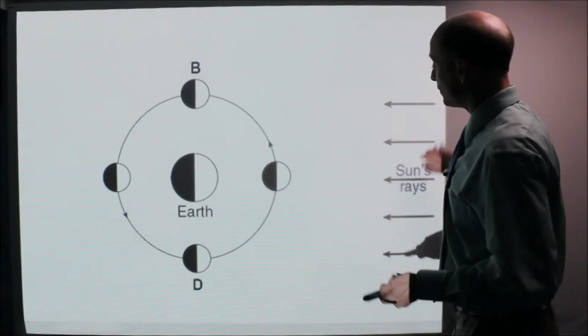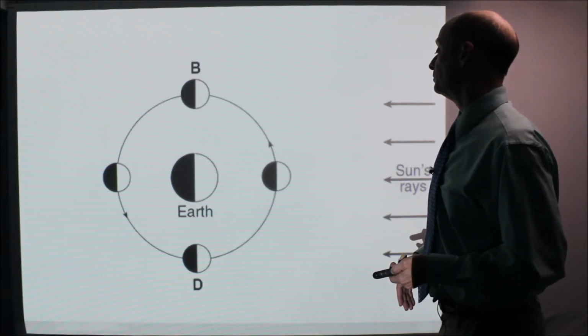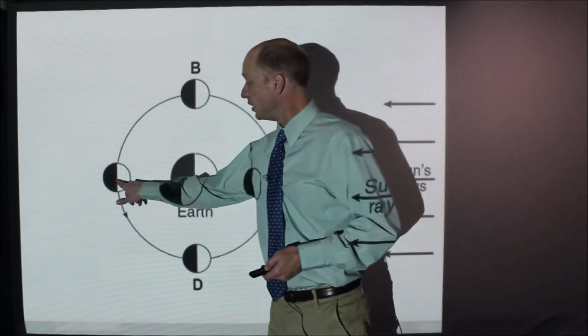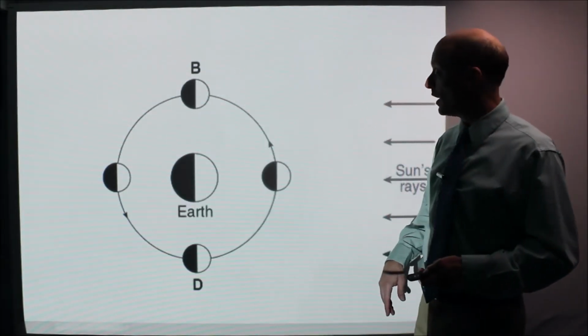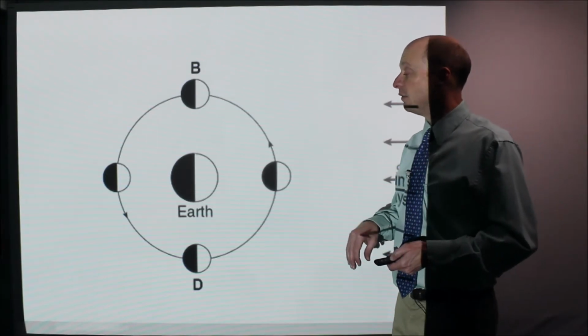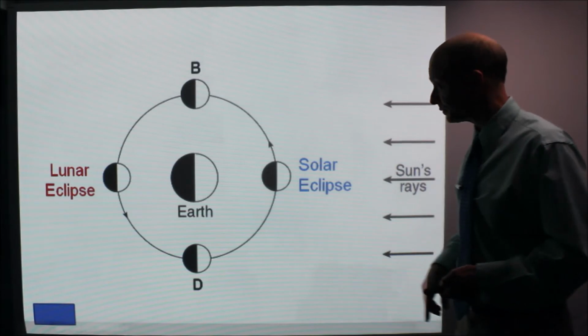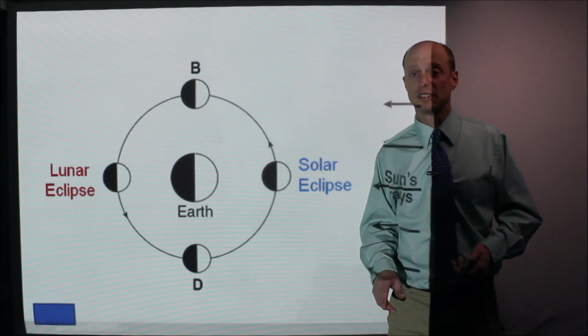And here, what locations would you experience a, let's say, a lunar eclipse? Okay, if sun's rays, so you experience a lunar eclipse here, okay? And where would the moon have to be for there to be a solar eclipse? The moon would have to be here, okay? So that's some basics on eclipses, important to know.